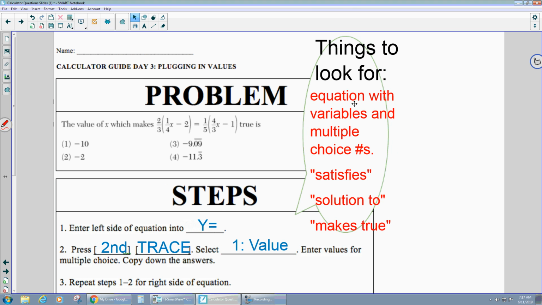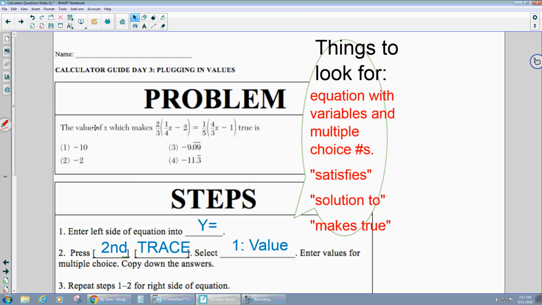So let's take a look at this problem together. The value of x which makes 2/3 (1/4 x minus 2) equal to 1/5 (4/3 x minus 1) true is... So again, here's our keyword, "true is." I have an equation here, and my multiple choice answers are numbers. So we can't enter the equal sign into our calculator, so what you want to do is take this piece by piece.